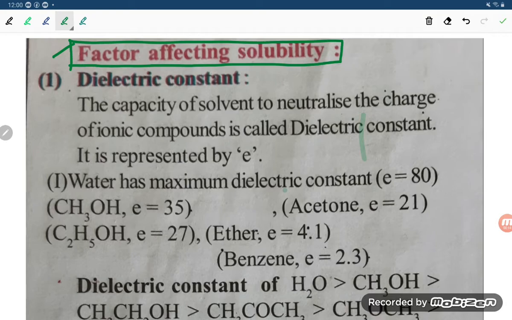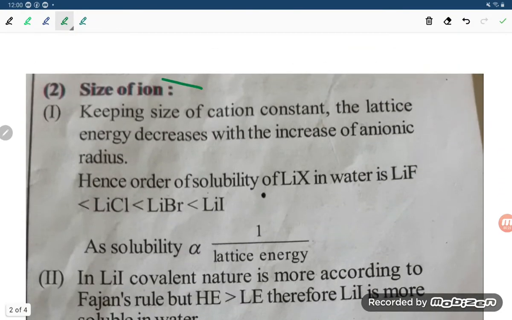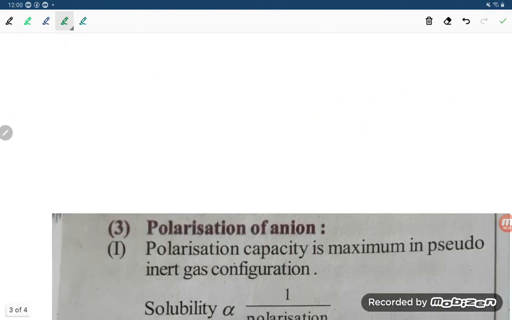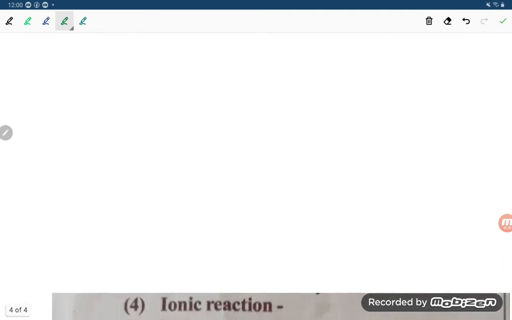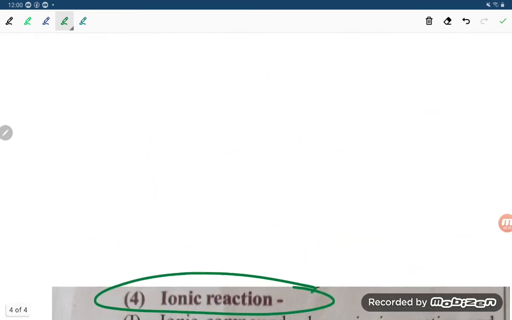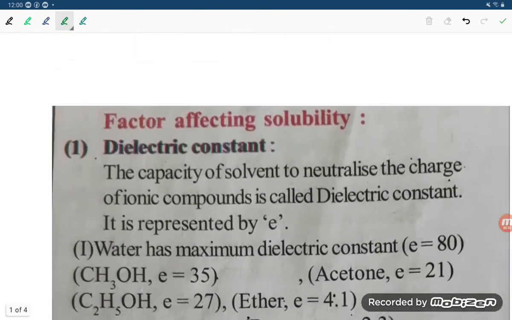So what are the factors affecting the solubility, student? The first factor is dielectric constant. Second factor is size of ion, and third factor we will talk about is polarization power of anion, and lastly it is the ionic reaction. Okay, so dear student, let us read them one by one and try to understand what is the meaning of the dielectric constant.